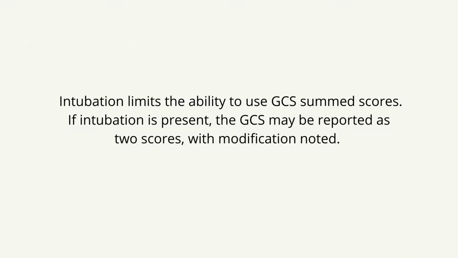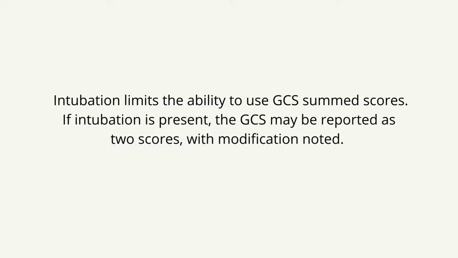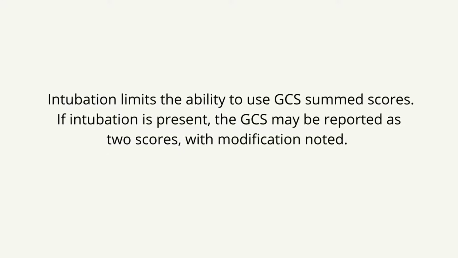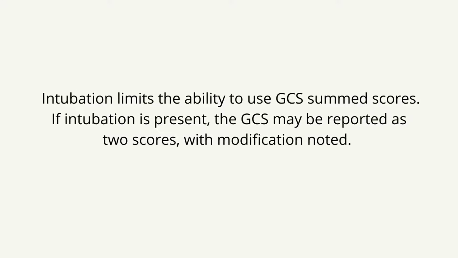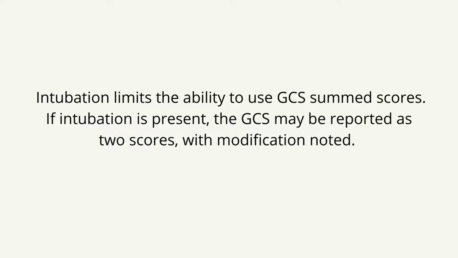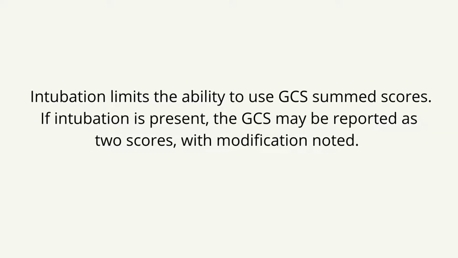Intubation limits the ability to use GCS sum scores. If intubation is present, the GCS may be reported as 2 scores, with modification noted. This is generally reported by totaling the eye and motor score and recording it with a T, such as GCS 5T, with a T representing the intubation tube.